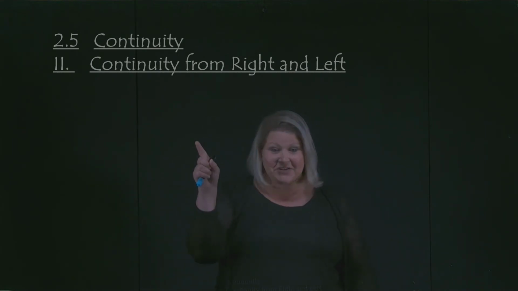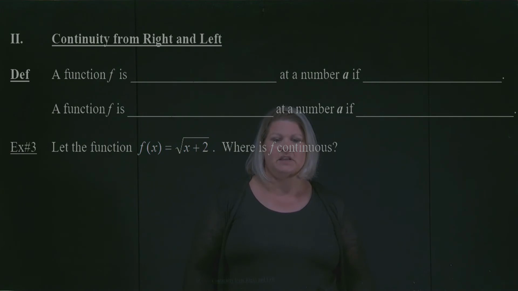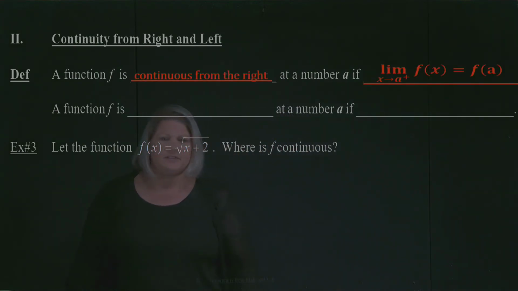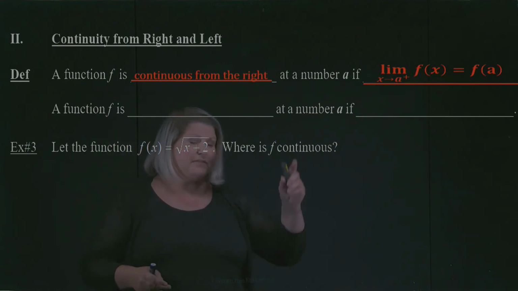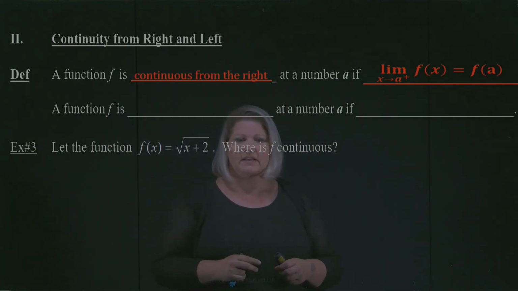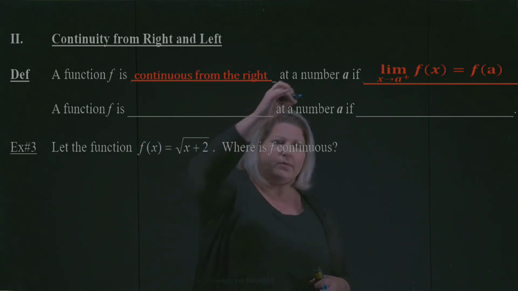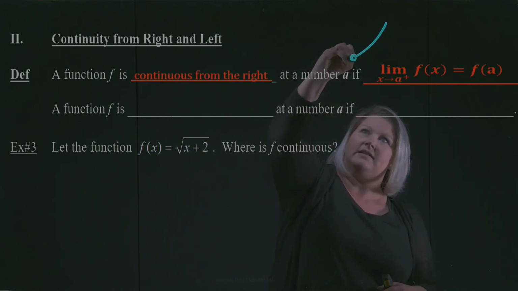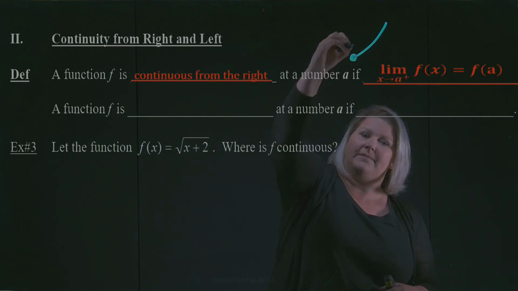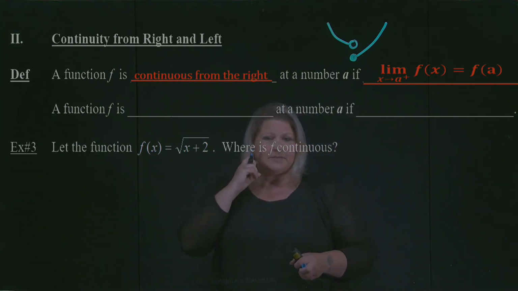Okay, continuity is also something that we can express from the right and the left. So let's take a look at that concept. Continuity from the right and the left. We know that a function is continuous from the right if the limit as x approaches a from the right of f of x is equal to f of a. So in other words, if you were to look at the graph, it goes like that, and then it's defined here from the right. So not defined here from the left, but defined here from the right.